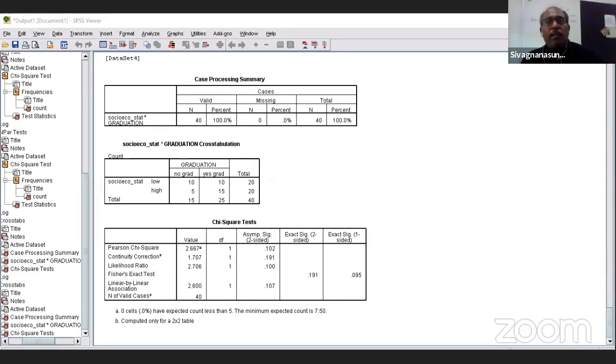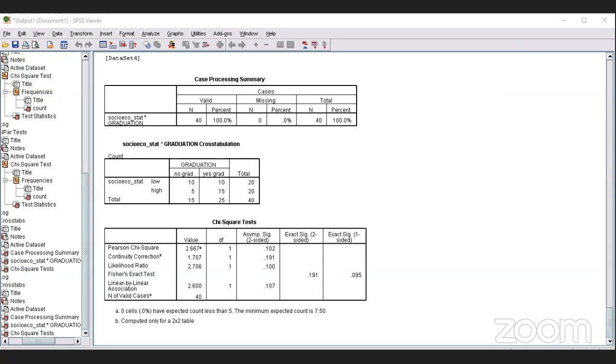You see here, housing quality and poverty. Housing quality 1 is low, 2 is high, poverty 1 is low, 2 is high. The screen is stuck. Yeah, I'll show you.